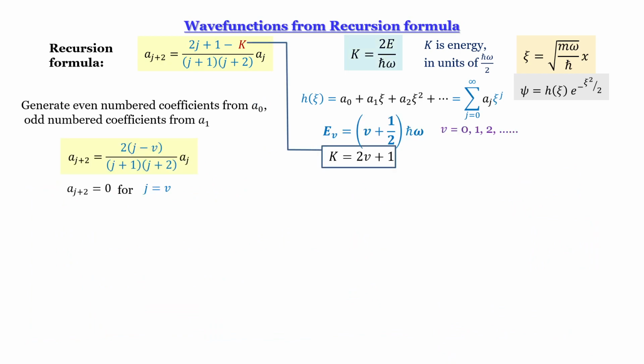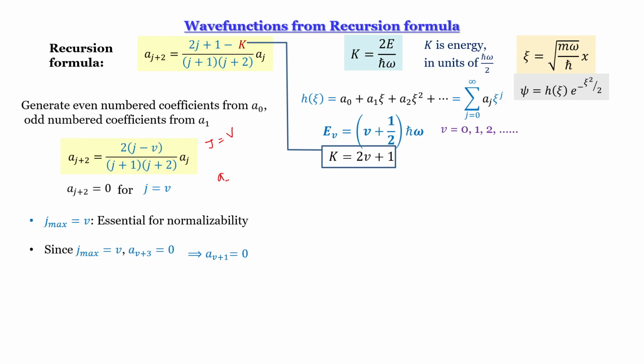That's why we need to stop at a certain point, and it will stop by itself by the recursion formula when j equals v max, or j equals v here. So a of j plus 2 will be 0, and similarly the series will stop here. That means a j plus 3 is 0, and a j plus 4 will again be 0, meaning the series has stopped. Now a of j is not 0, but you will see as a j plus 3 is 0. Let me write it like that: a j plus 3.